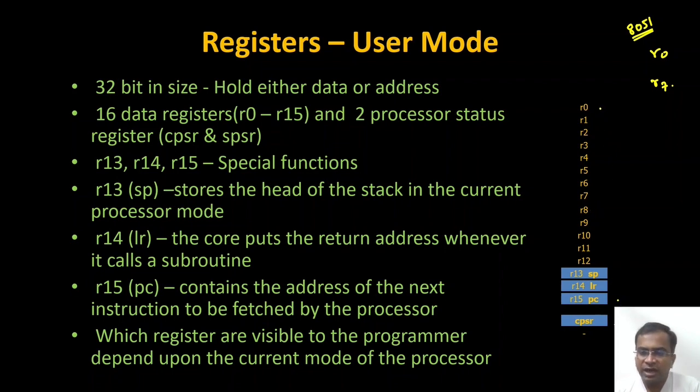After that, we have a flag register, which is CPSR, and one more flag register, which is SPSR. We will discuss SPSR at a later point while studying interrupts. For now we deal with CPSR only. So in R0 to R15, we have specific jobs allocated to R13, R14 and R15. These are called special function registers. The other registers can be used for data, and these have some special functions.